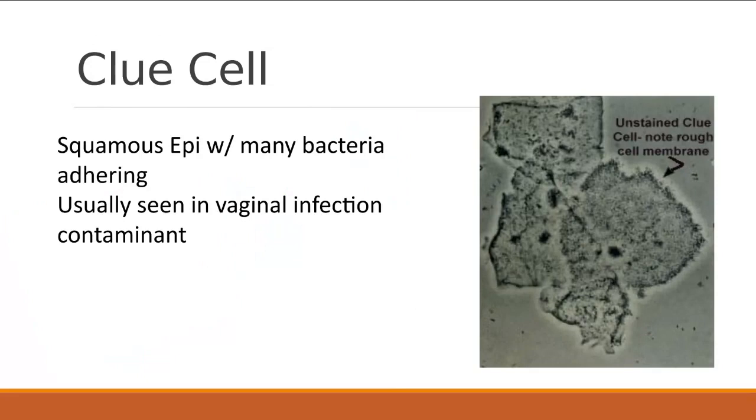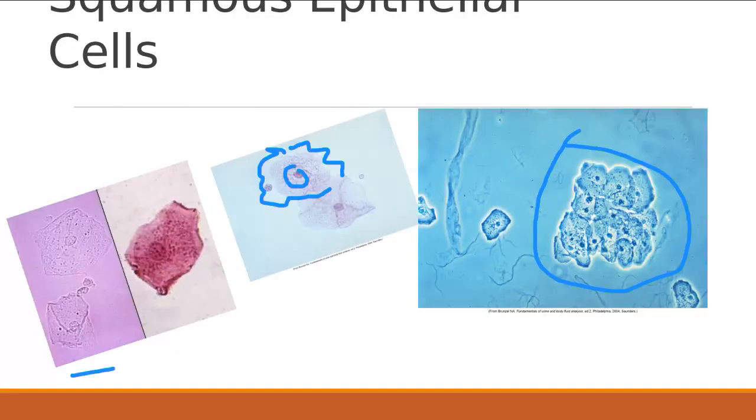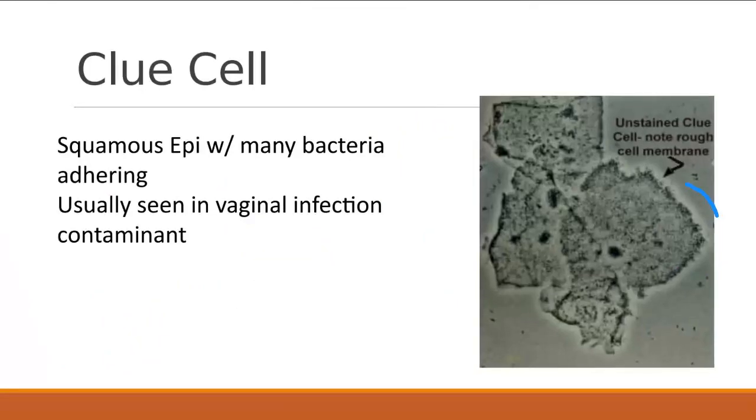These are clue cells. All they are is squamous epithelial cells, and typically they have bacteria adhering to them. They look kind of hairy. You'll see how the little particles make it kind of hairy, whereas when you looked at these, they're pretty smooth. Here on the bottom it's kind of smooth, whereas this clue cell over here is kind of jaggedy, it's hairy. And these are typically seen in a vaginal infection as a contaminant.